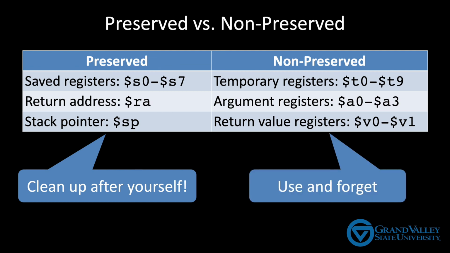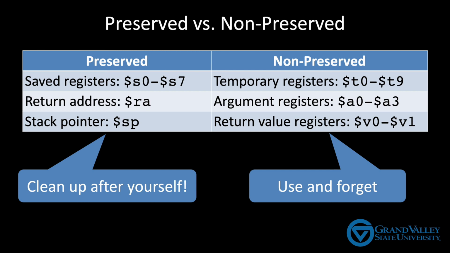However, that also means when you call a function, you have to assume that the values in these registers have been changed. The main way to keep this straight is to remember that T stands for temporary and S stands for saved. Use an S register when you need to save data across function calls, and use a T register to store temporary data just between a few instructions.